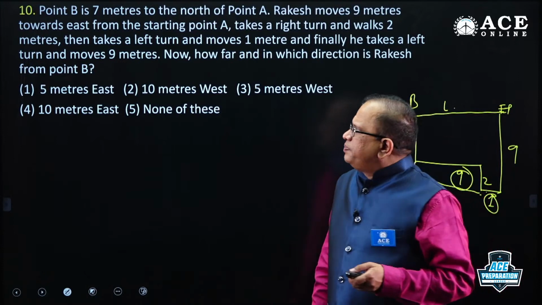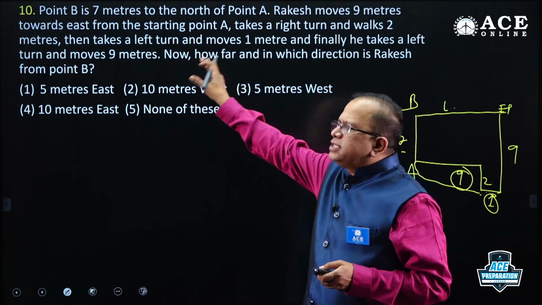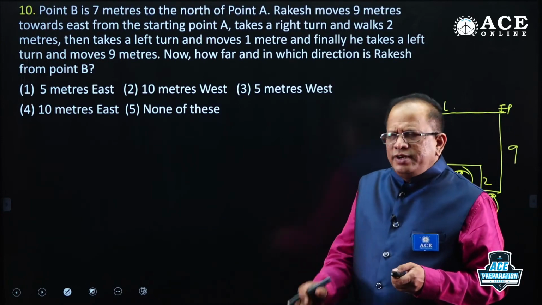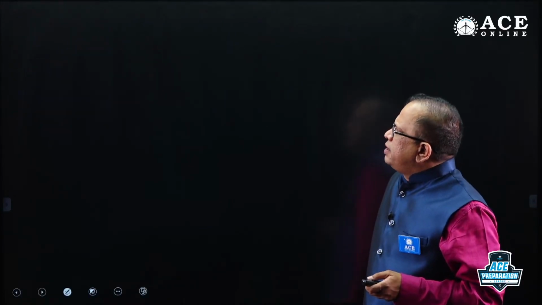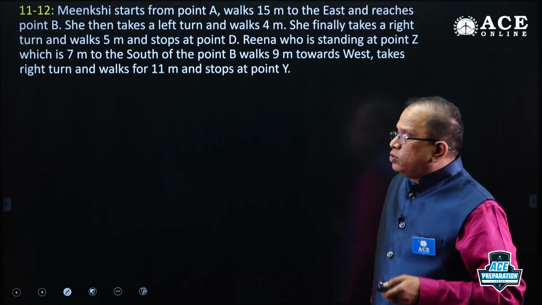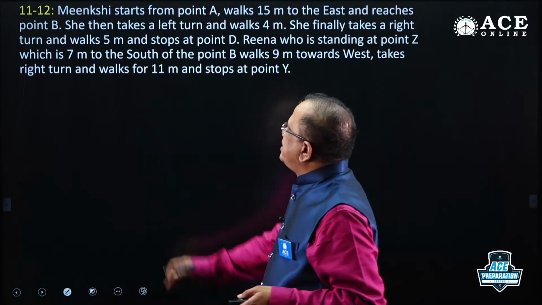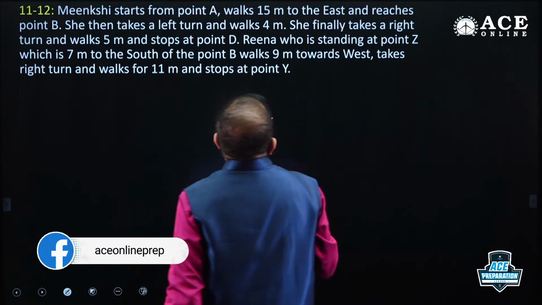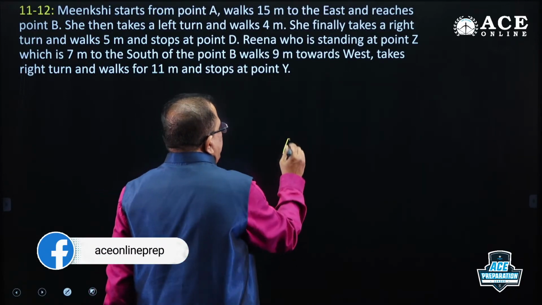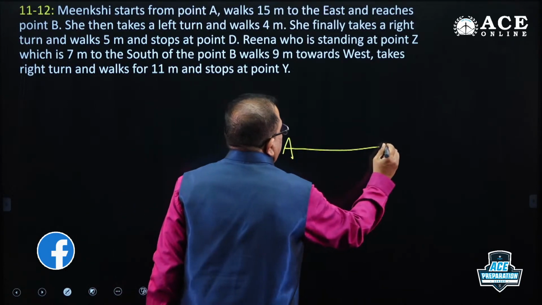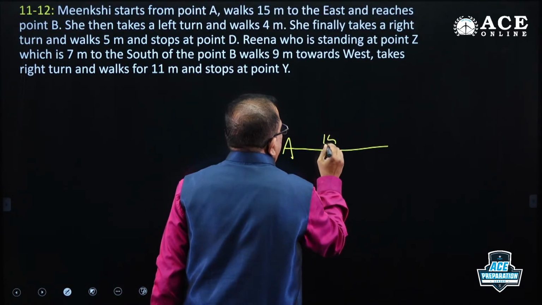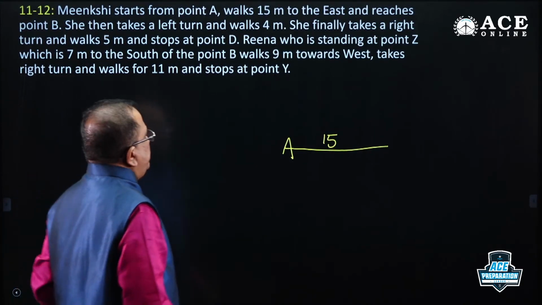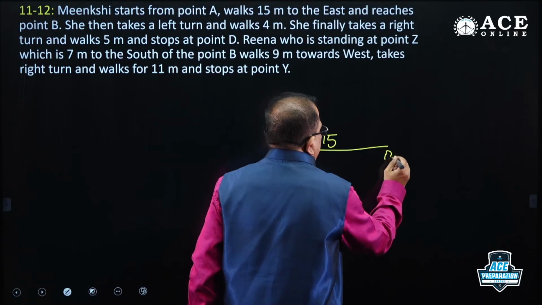Okay? So never worry about the size of the question. You are able to solve it comfortably. Question number 11 and 12, there are 2 questions. Thanks to the paper setter. Meenakshi starts from point A, walks 15 meters to the east. So this is point A, and towards east, then this is 15. And reaches point B. So this is point B.